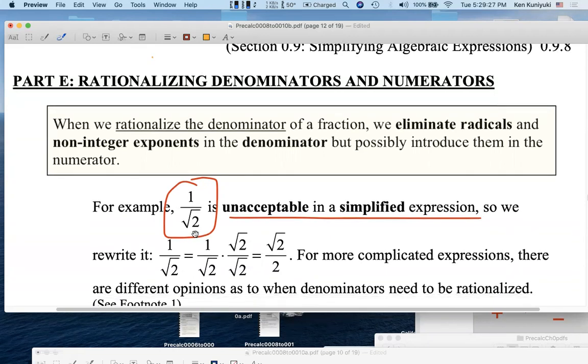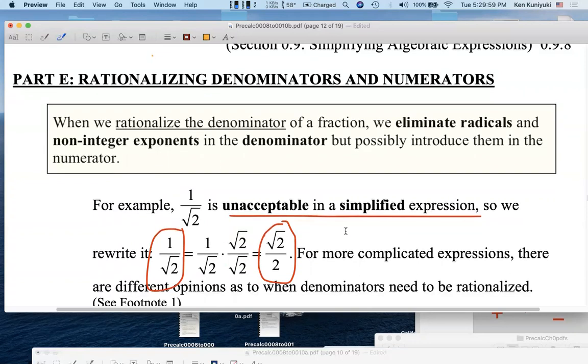So you take the 1 over root 2, you multiply by 1 creatively, root 2 over root 2, and this is 1, you're multiplying by 1, right? And then you multiply across. 1 times root 2 is root 2 up on top. On the bottom, root 2 times root 2 is root 4, or just 2. Basically, you remove the radical. So 1 over root 2 is equivalent to root 2 over 2. And this is more acceptable as a final answer, like in trig.